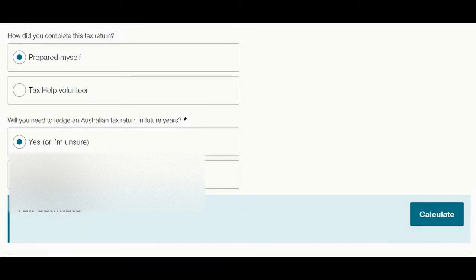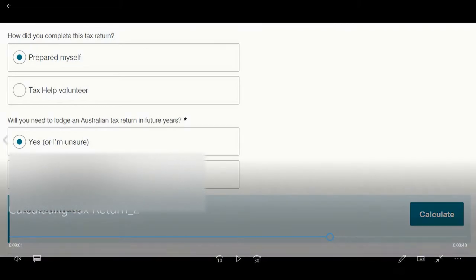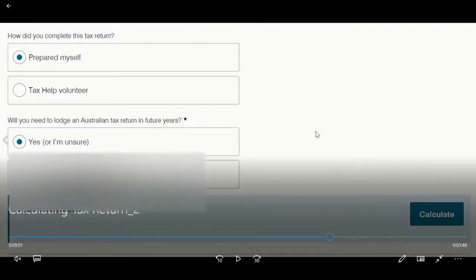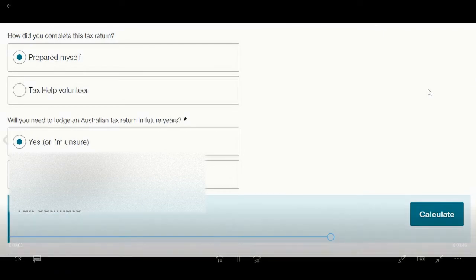And this is the last part. Prepare yourself or a volunteer. Will you need to lodge Australian tax return in future years? Most people, obviously, yes. But those two are ticked automatically anyway.